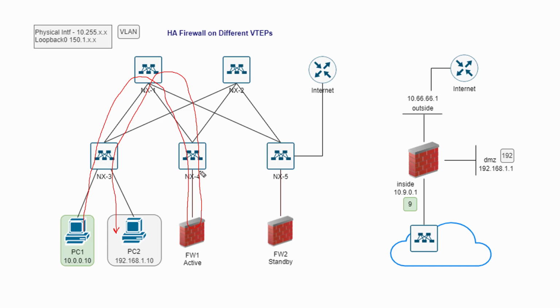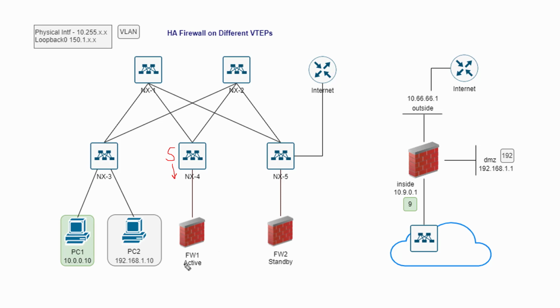Now, the reason that Nexus 3 knows where Nexus 4 is, is because we have, again, our static route, and it's pointing to 10.90.1, which is the firewall's inside interface. And then this is being redistributed in BGP. So that's how Nexus 3 knows how to reach 4 for the internet and the DMZ.